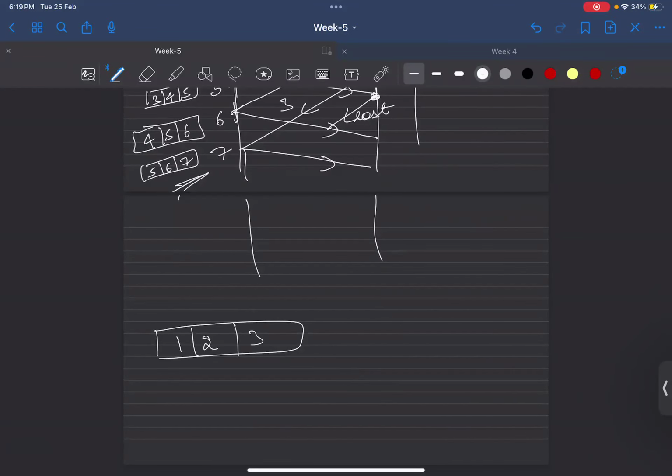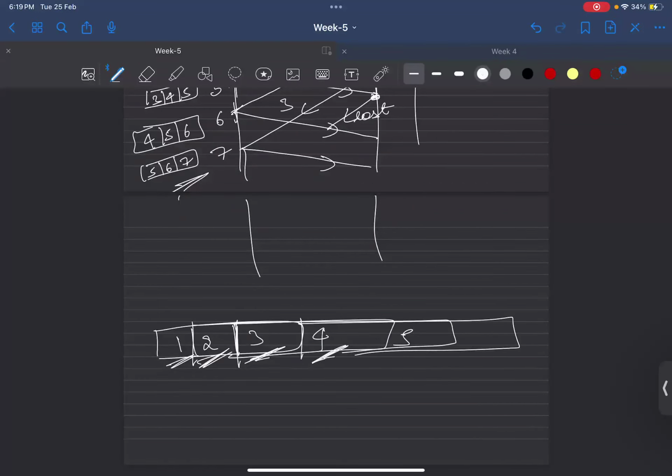I got the acknowledgement of 1. The window is now 2, 3, 4. I got the acknowledgement of 2. Then the window is 3, 4, 5. I got the acknowledgement of 3. Then the window is 4, 5, 6. I got the acknowledgement of 4. Then the window is 5, 6, 7.